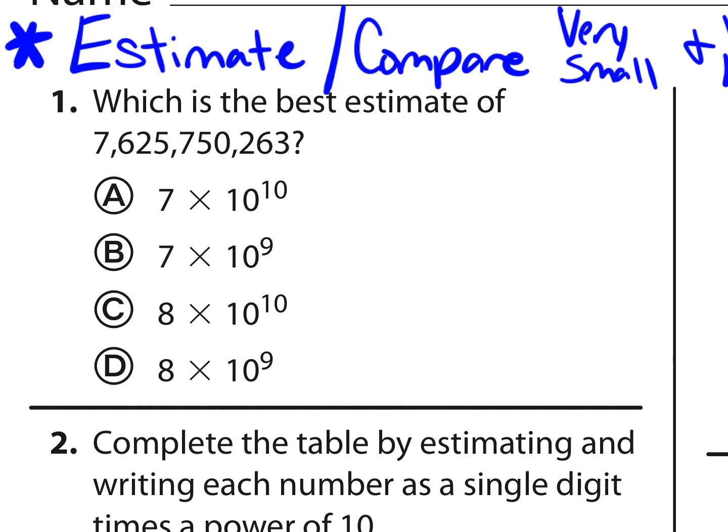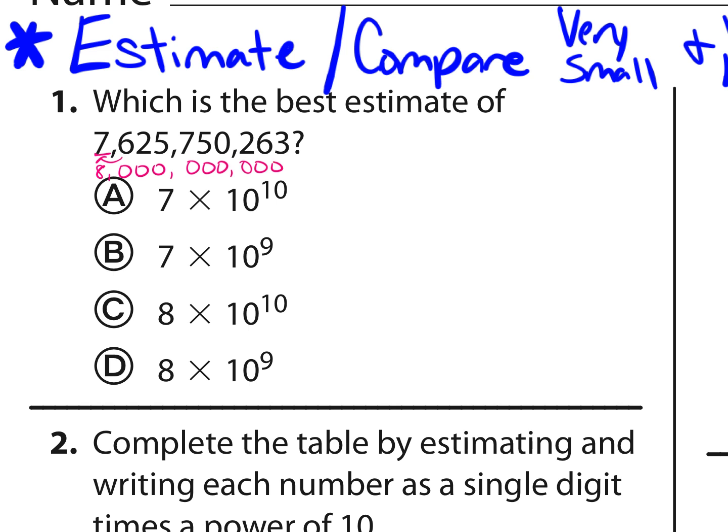Number 1, which is the best estimate of this number, 7,625,700,263? So I'm thinking, what would this round to, first of all? Well, this first digit is a 7, and that 6 to the right of it would make it round up. So we would end up with about 8 billion.